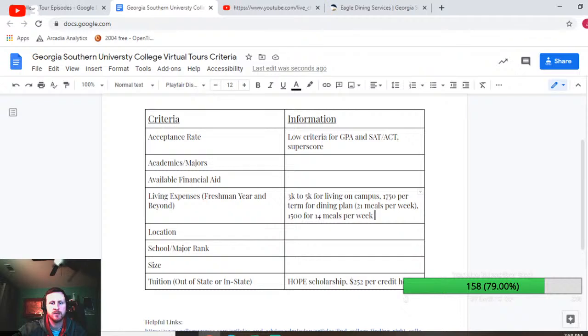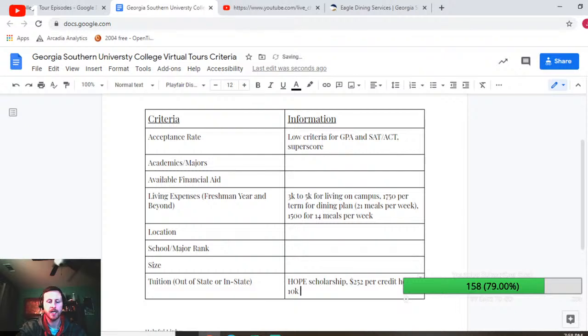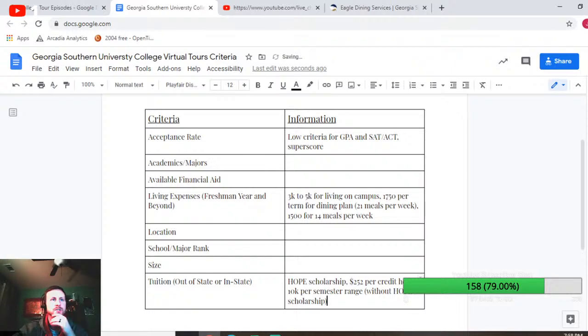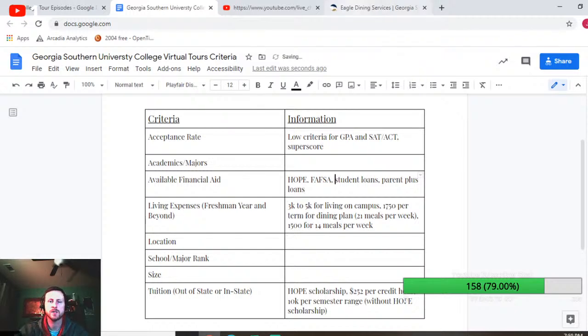Let's see what else we got here. Low criteria for GPA, SAT, they superscore. Living expenses are pretty good. They do have the Hope Scholarship, per credit hour. Somewhere around the 10K per semester range, and I would venture to say that this is without the Hope Scholarship. The Hope Scholarship covers a significant portion of a lot of this. So financial aid, obviously Hope, FAFSA is available, student loans, Parent Plus loans, etc. So there's a lot of ways that you can get it.